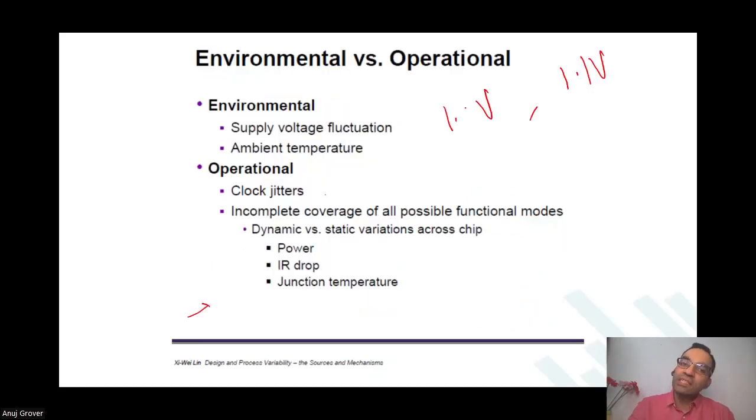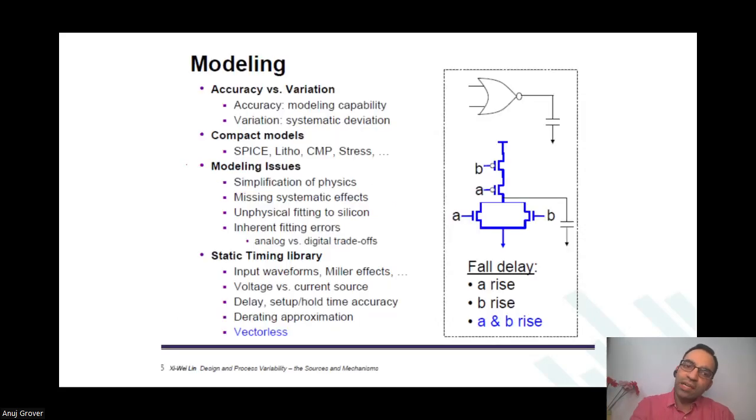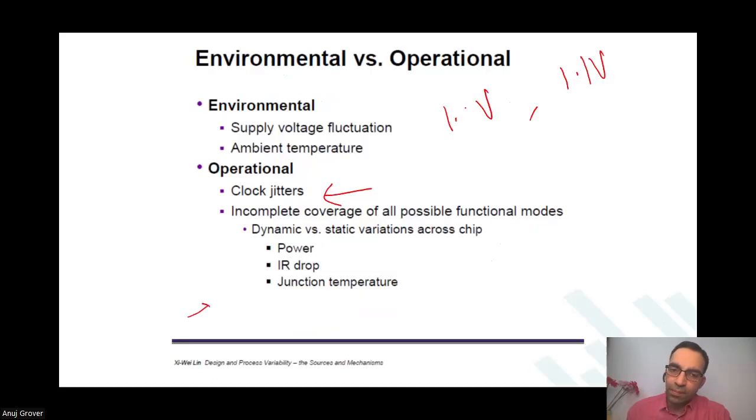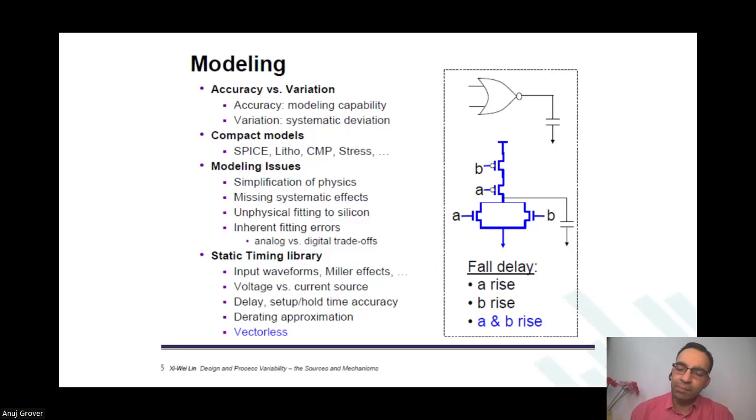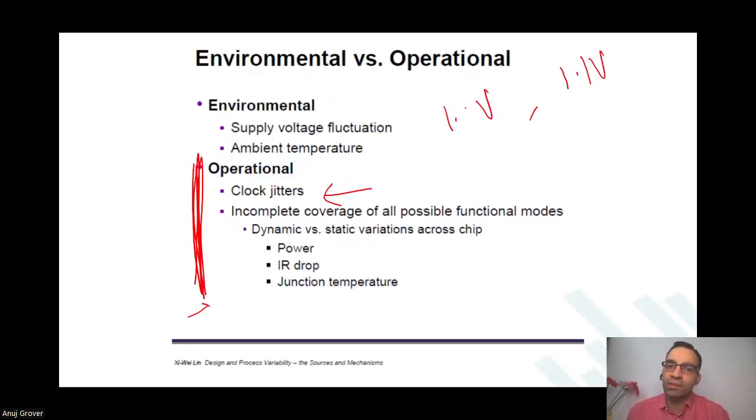Or there could be clock jitter, which is happening on the fly. So these are the clock jitter and everything. These are pseudo variations, pseudo random variations. They are not intrinsic. They are pseudo random, but they are there. They may happen at some time. They may not happen at some time. Therefore, they are dynamic. You cannot always assume them to be there.